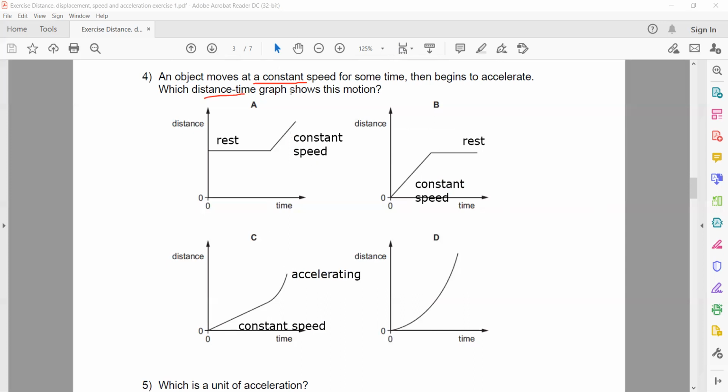So we have to select a graph in which the object is first moving at a constant speed and then accelerating. That is why C is the right answer. What about D? D, as it is continuously increasing, it means this is accelerating. So this object continues to accelerate. So C is the right answer.